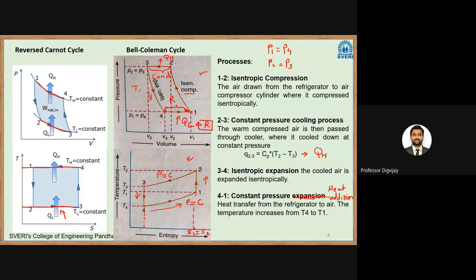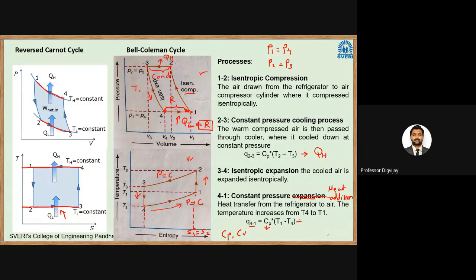So for 4 to 1, whatever heat is being absorbed, Q 4 to 1 is equal to Cp. As we know, Cp is the specific heat at constant pressure, and we also have Cv, which is nothing but specific heat at constant volume. So Q 4 to 1 is equal to Cp into delta T. What delta T have they taken? T1 minus T4. So T1 minus T4 into Cp is nothing but your heat absorbed, Q 4 to 1.